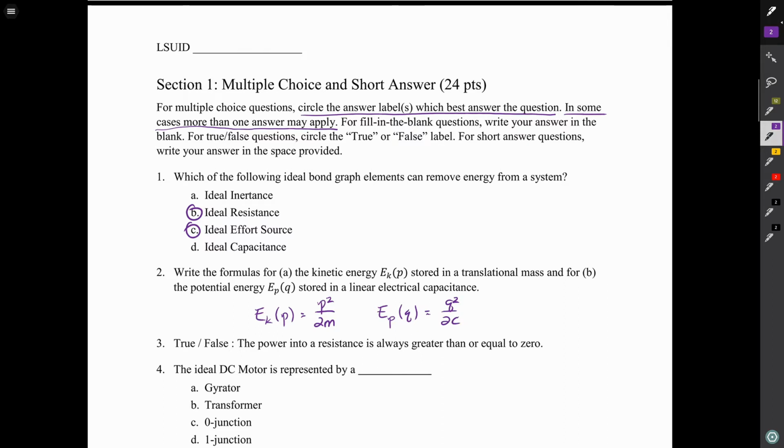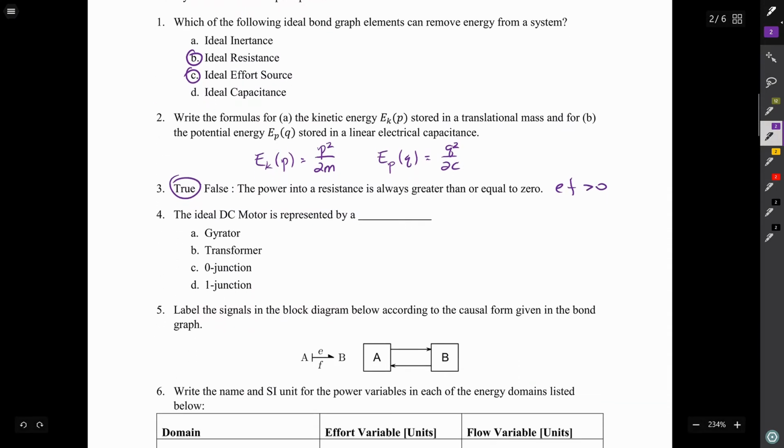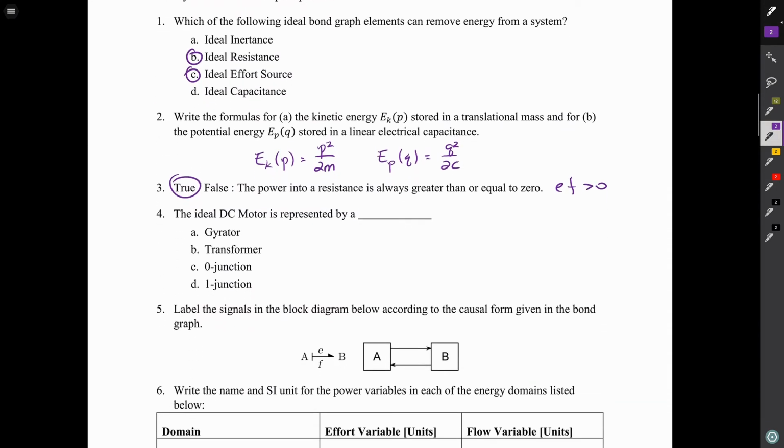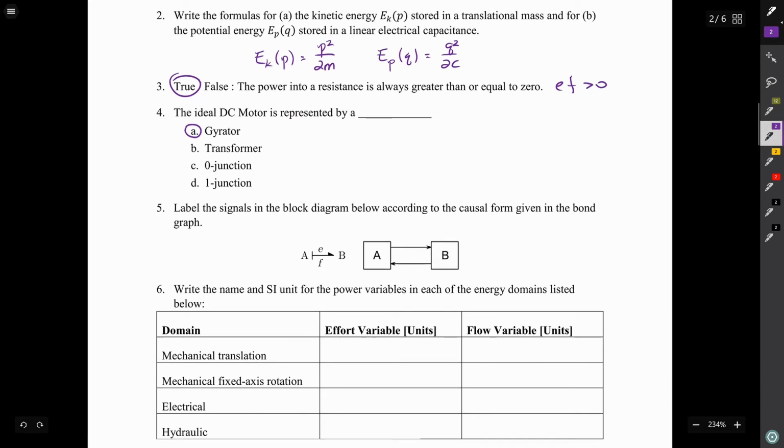In the next question, we're asked whether the power into a resistance is always greater than or equal to 0. In other words, is the product of the effort and flow variables always greater than 0? And this is true. The ideal DC motor is best represented by a gyrator out of these choices. We label the signals in the block diagram according to the causal stroke between the two subsystems A and B.